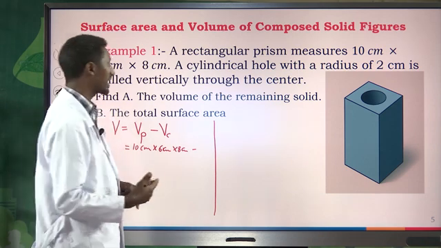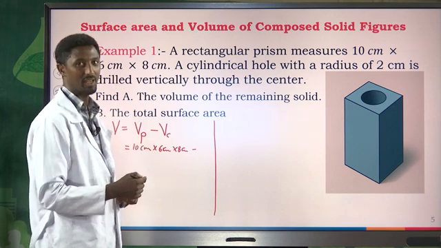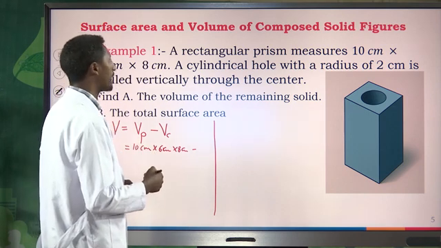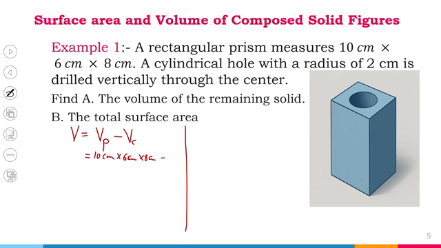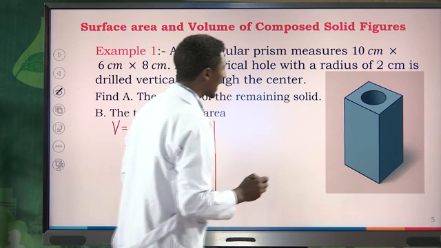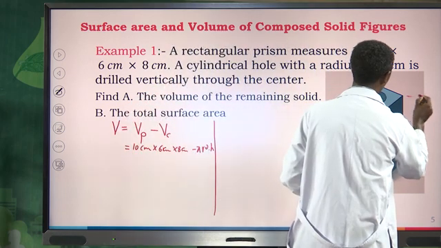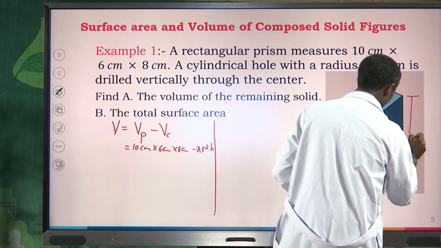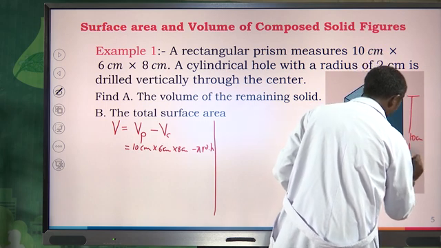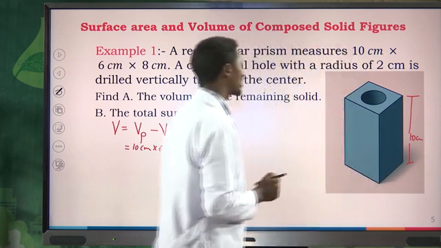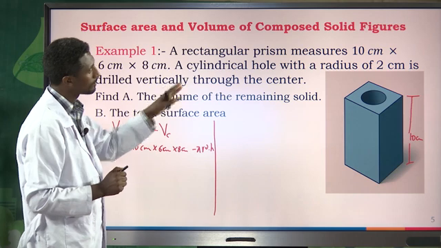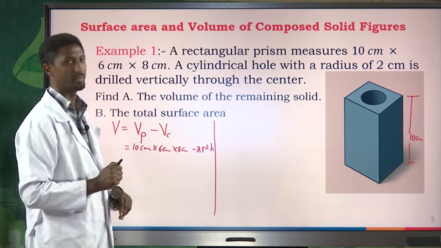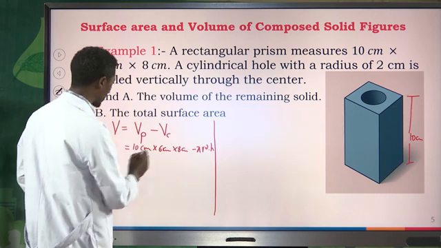The volume of a cylinder is area of base times height. So the area of the base is pi r squared, then times the height. The height of the cylinder is equal to the height of the prism, the longest side of the prism. From the three dimensions, 10 by 6 by 8, the longest side is 10 centimeters. So the height is equal to 10.